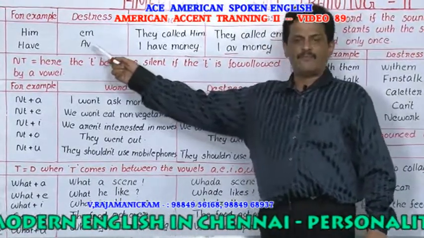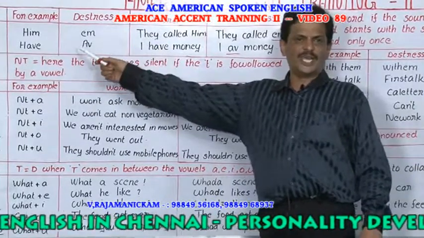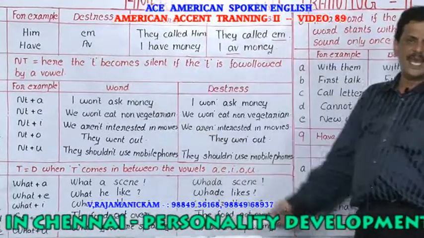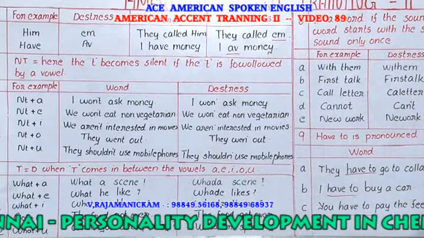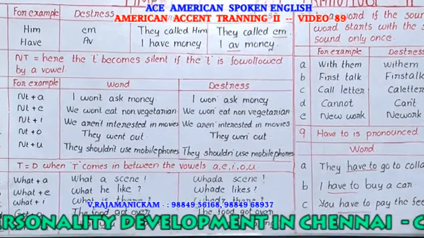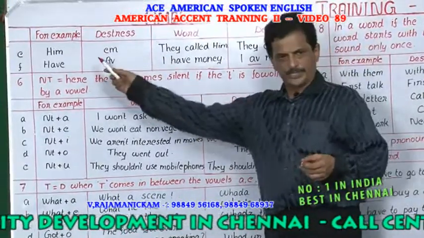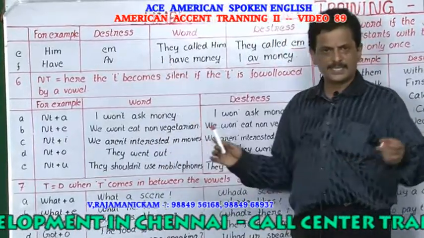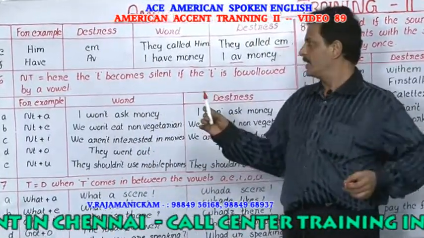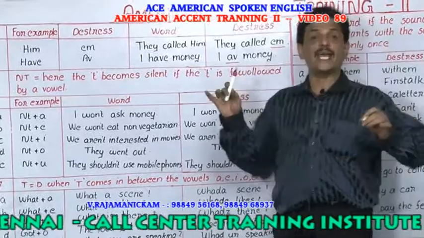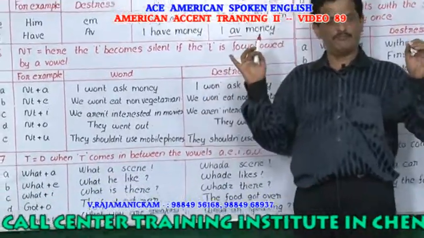Have. You don't pronounce the H. You just say have. You are not pronouncing H. You just pronounce it as have. I have money. You don't say I have money with a stressed H. I have money.